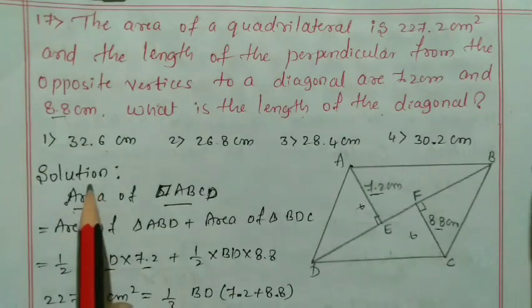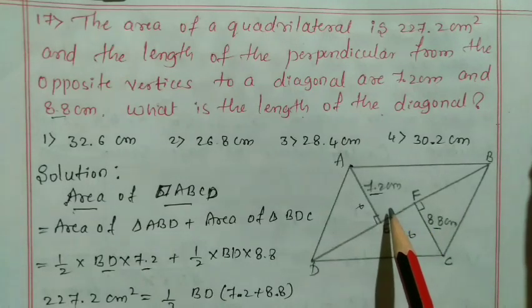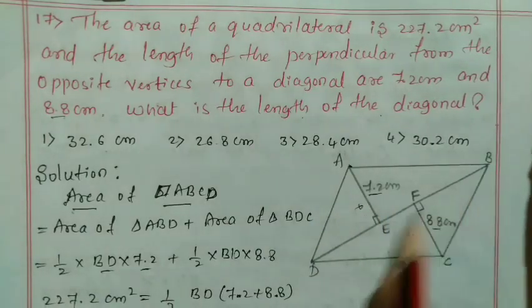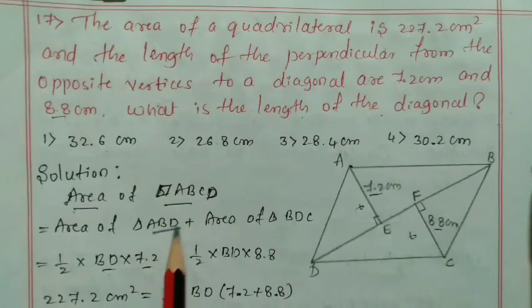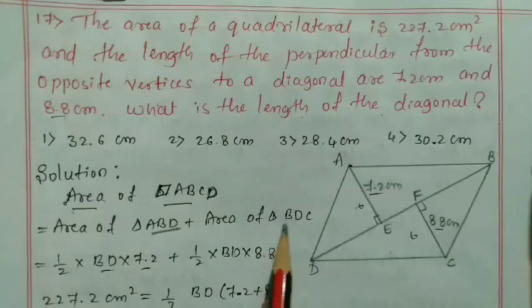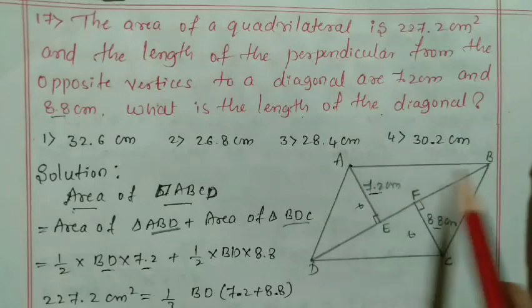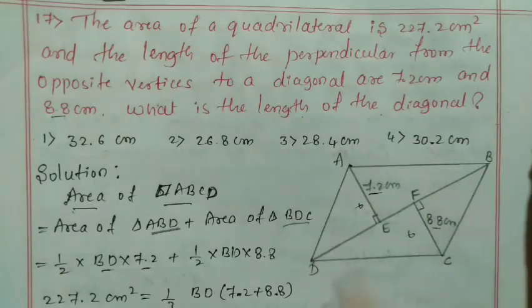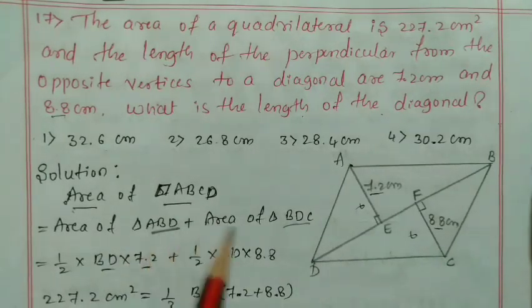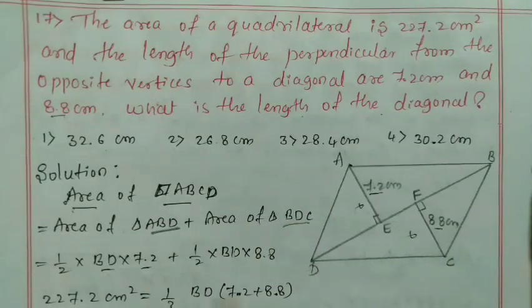Next you can write the solution. If you want to find the area of this quadrilateral, you can cut this quadrilateral into two triangles. The first one is triangle ABD and the second one is triangle BDC. So first you can find the area of triangle ABD, and after that you can find the area of triangle BDC. The sum of these two triangles' areas is equal to the area of quadrilateral ABCD.